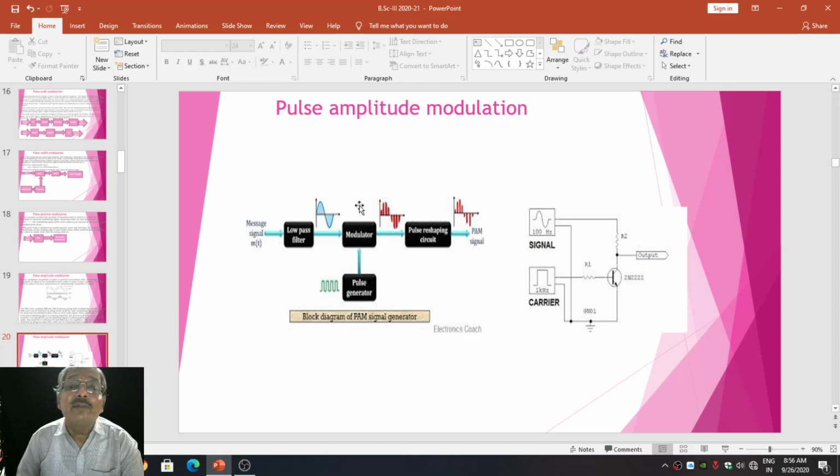Means this is a kind of amplifier circuitry to which the carrier wave in the form of a square wave pulse is given. The role of this particular pulse is to turn on the modulator, depending upon the pulse width made available. Means for that particular duration of pulse width, the input signal is going to be amplified. Meaning thereby, this is the width for which the signal is available at the output.